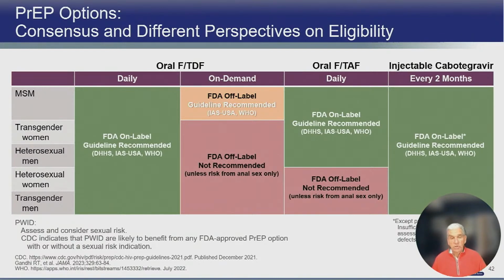Which agent you're going to use for MSM, transgender women, heterosexual men, heterosexual women, transgender men? Oral FTC/TDF. If it's on demand, it's only going to be for MSM. If it's oral FTC/TAF, it's not going to be for heterosexual women or transgender men. It's going to be for everybody else. You're not likely to have use for that. And injectable cabotegravir will be just like oral FTC/TDF. It's going to be available for all groups.